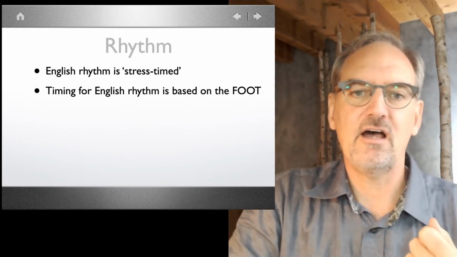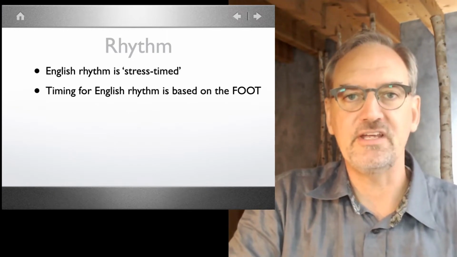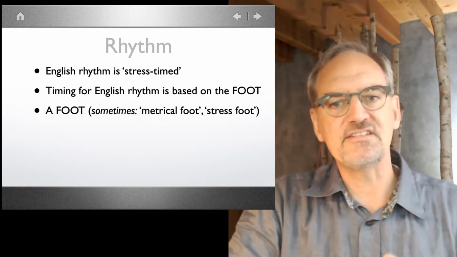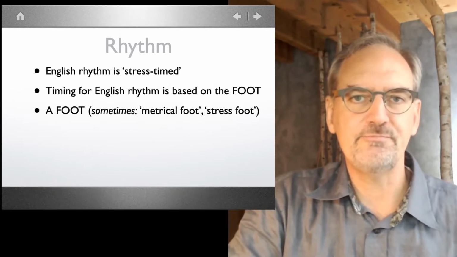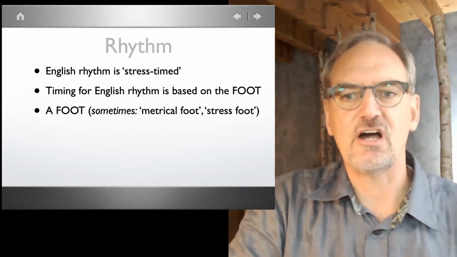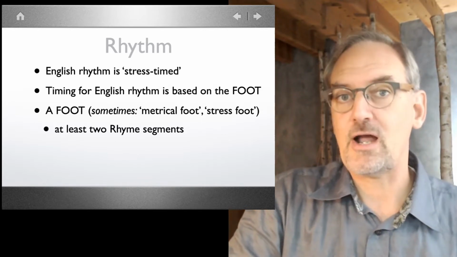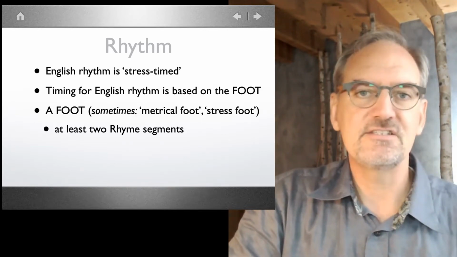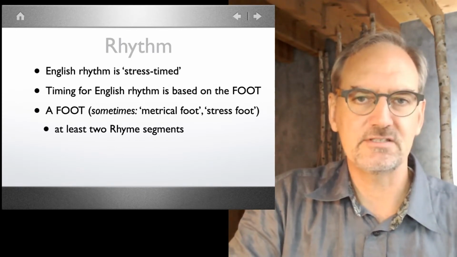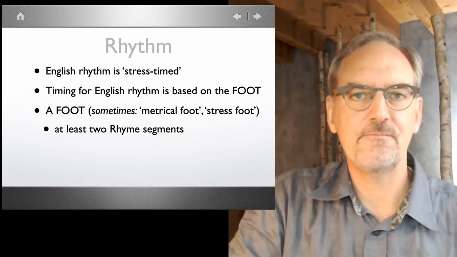Now, the timing of the rhythm is based on the foot. Okay? And that's why we're going to begin looking at the structure of the foot in more detail. Sometimes known as a metrical foot in the study of poetry, or the term stress foot gets used when we talk about grouping syllables for stress. Now, an important property of the foot is that there must be at least two rhyme segments, two segments that belong to the rhyme of a syllable.